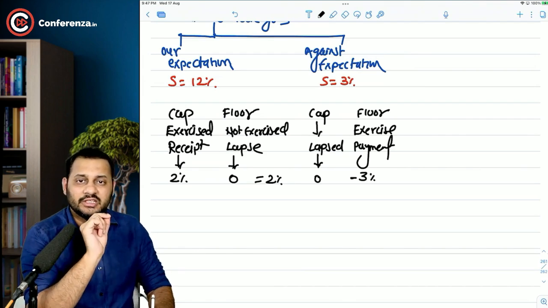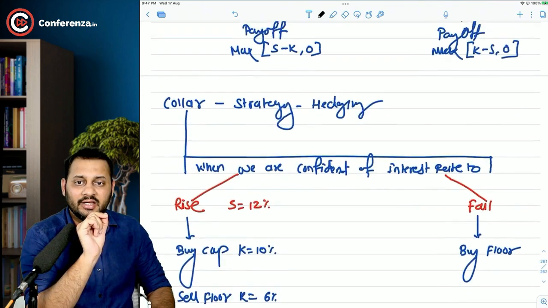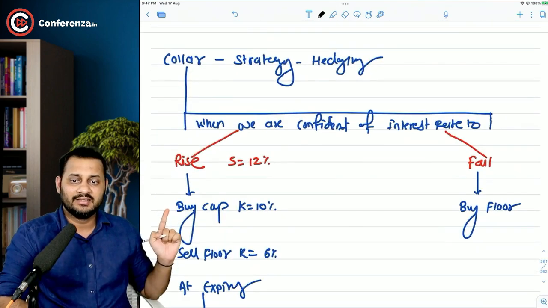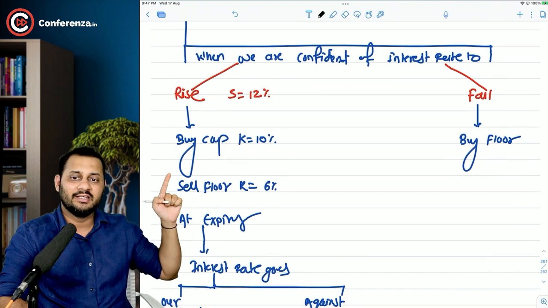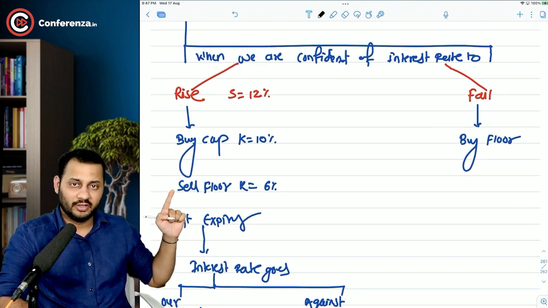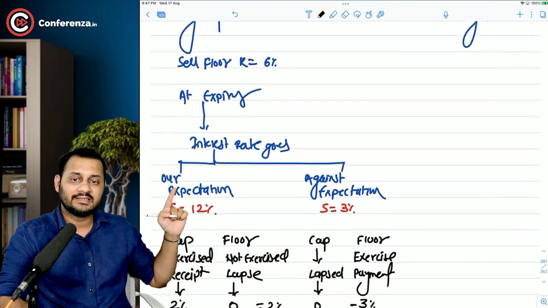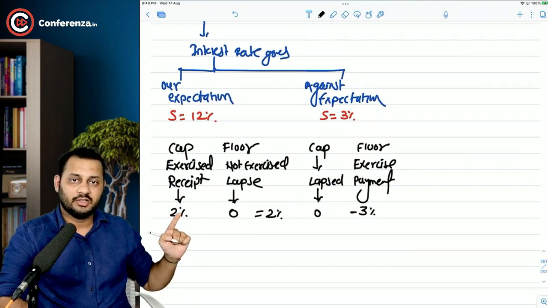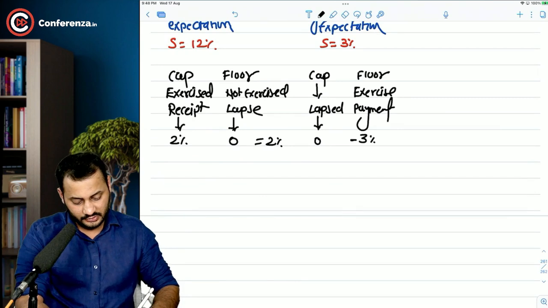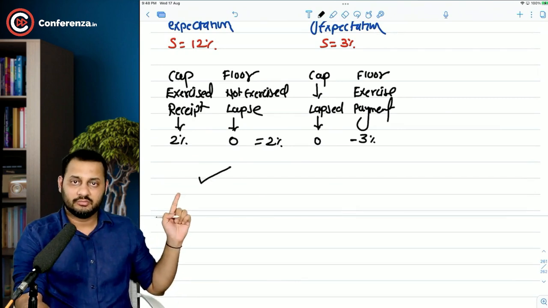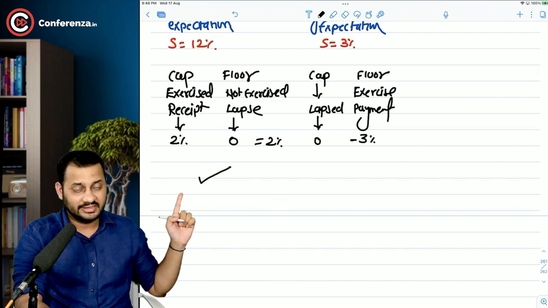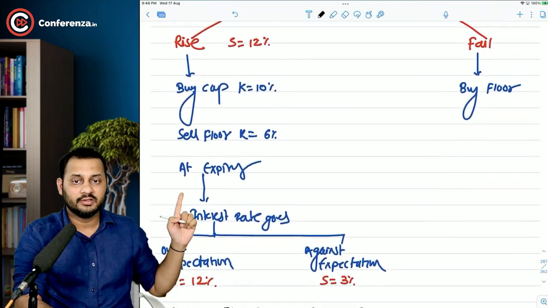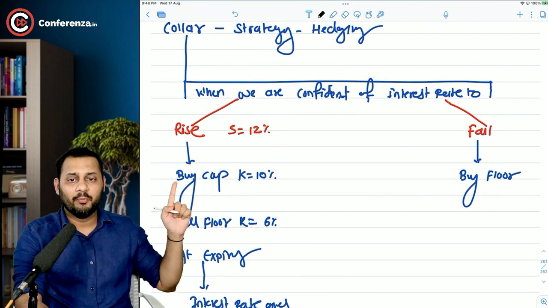So it is very important that if you are creating a collar like this, a collar is nothing but a combination of cap and floor in this manner. Buying a cap and selling a floor creates a collar. Mostly this will work if your expectation and the interest rate changes are the same. Okay, understood this? And what will happen when you buy the cap?